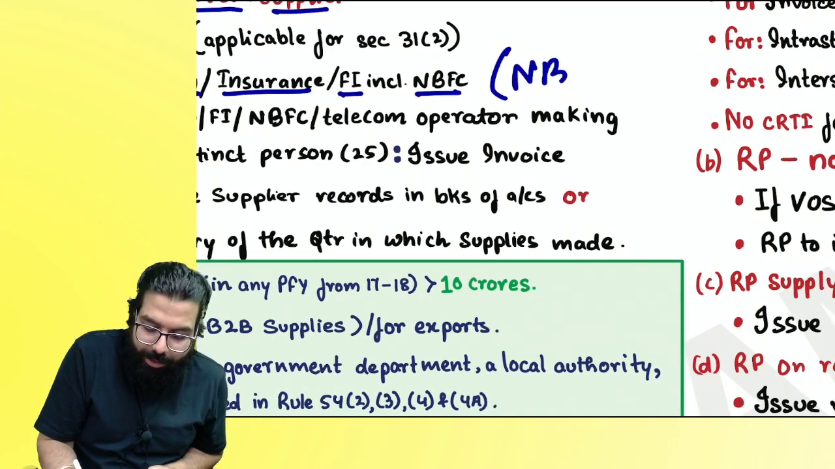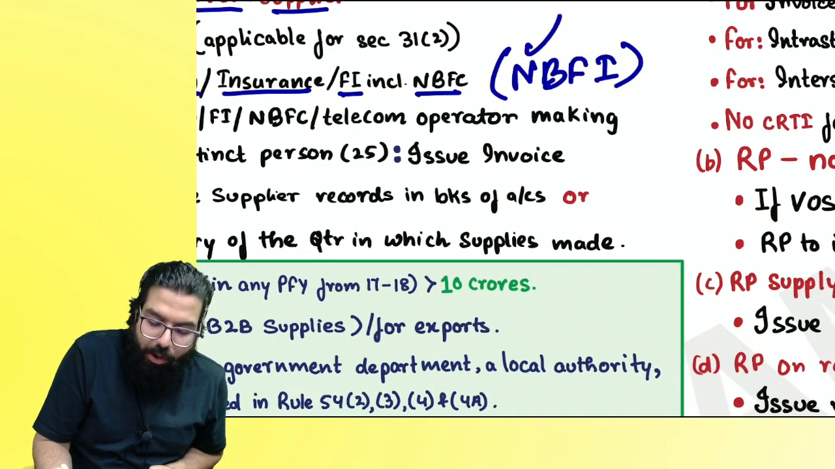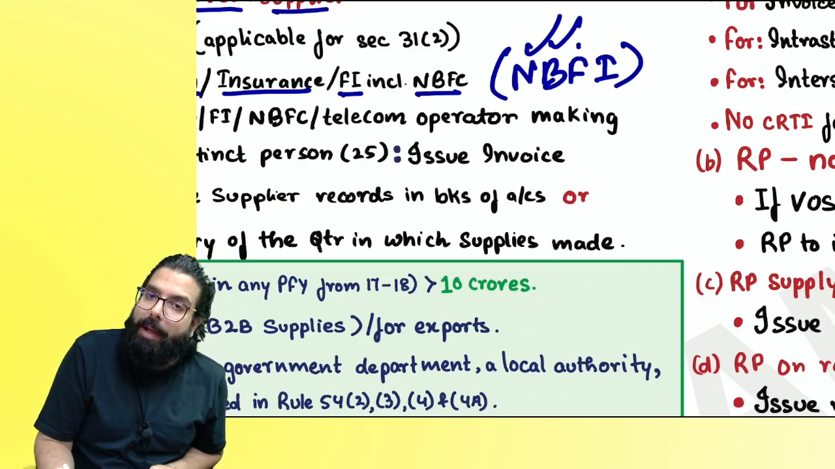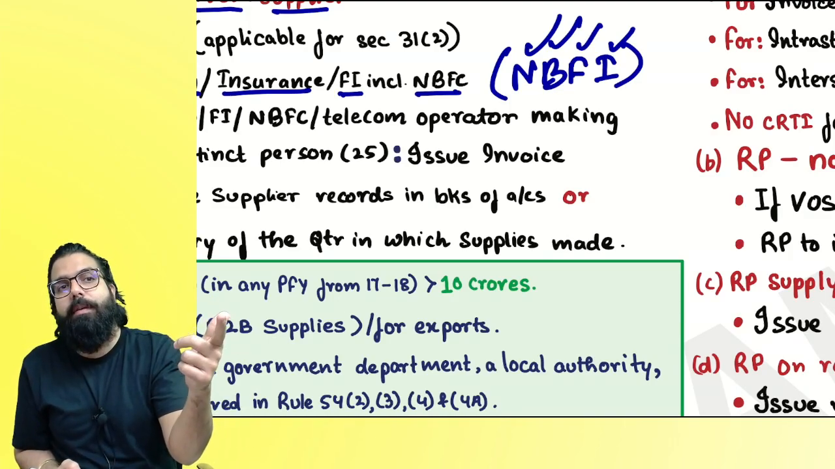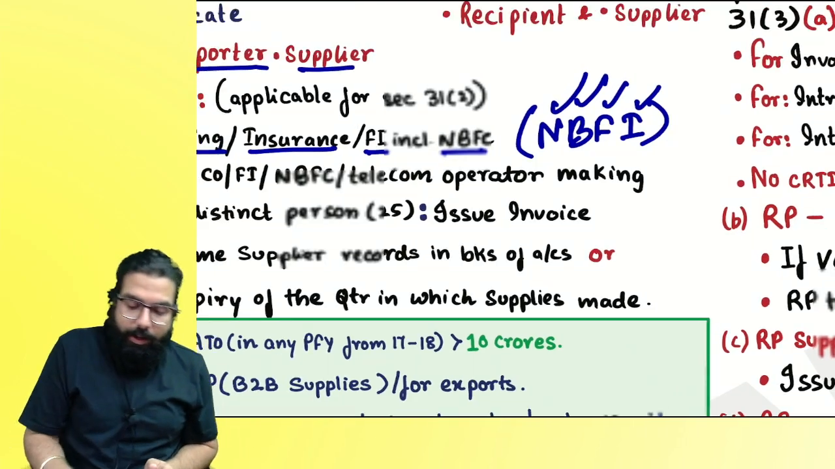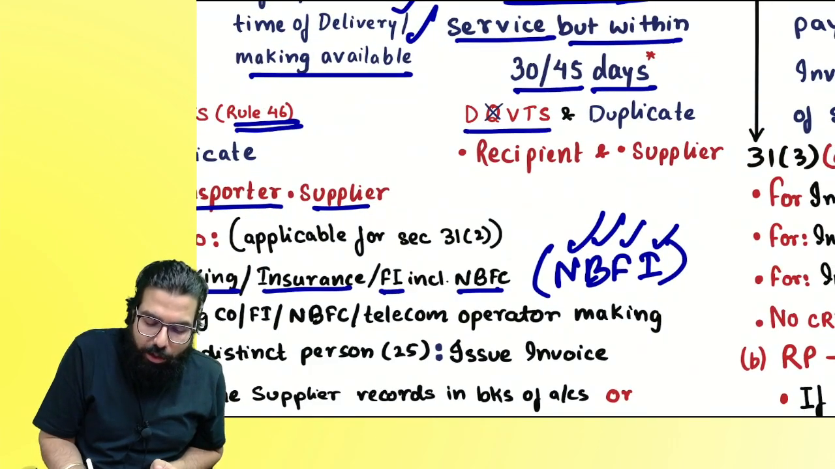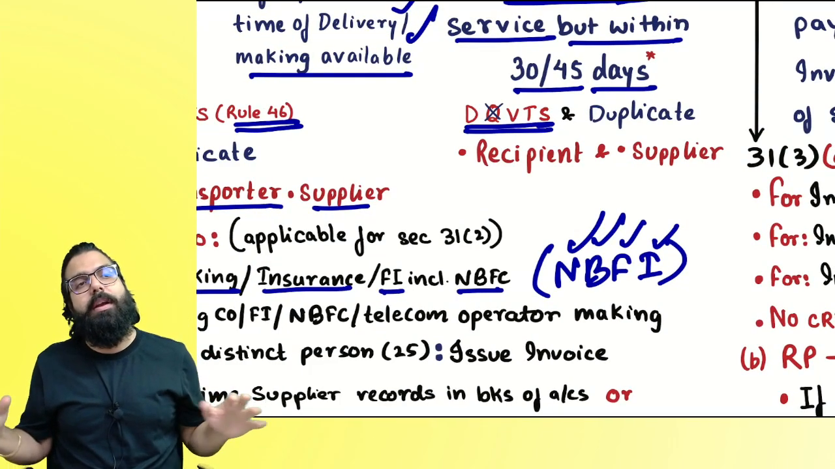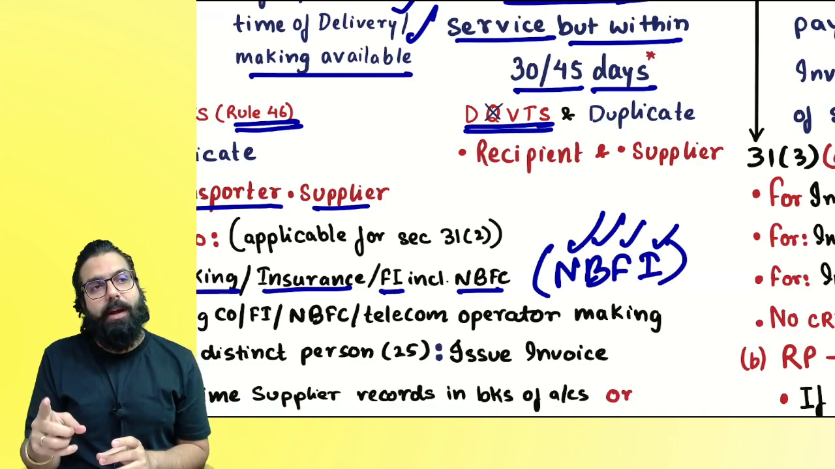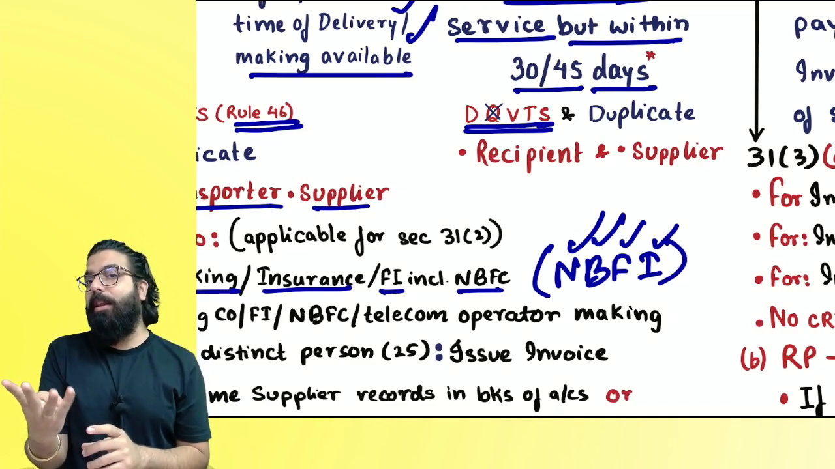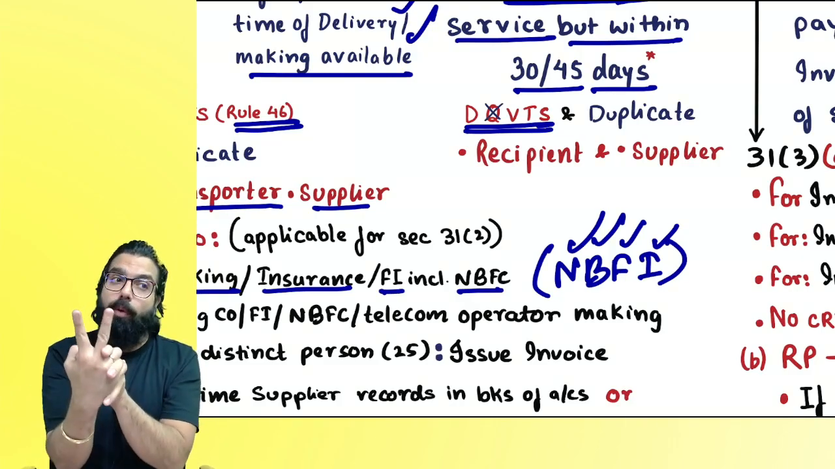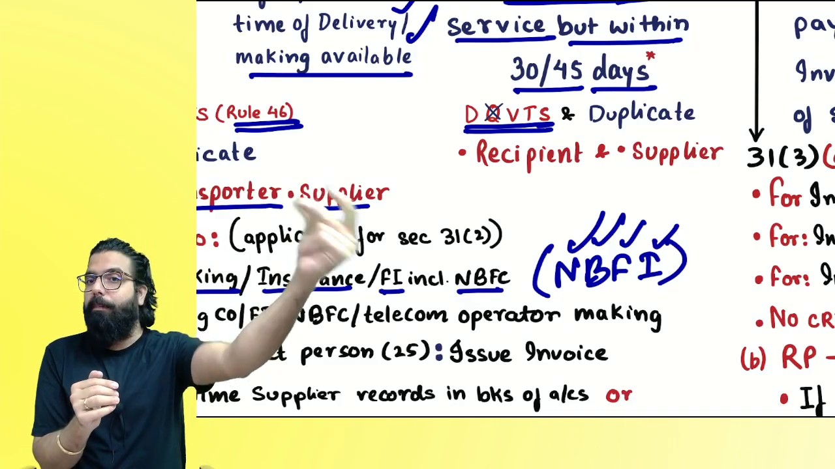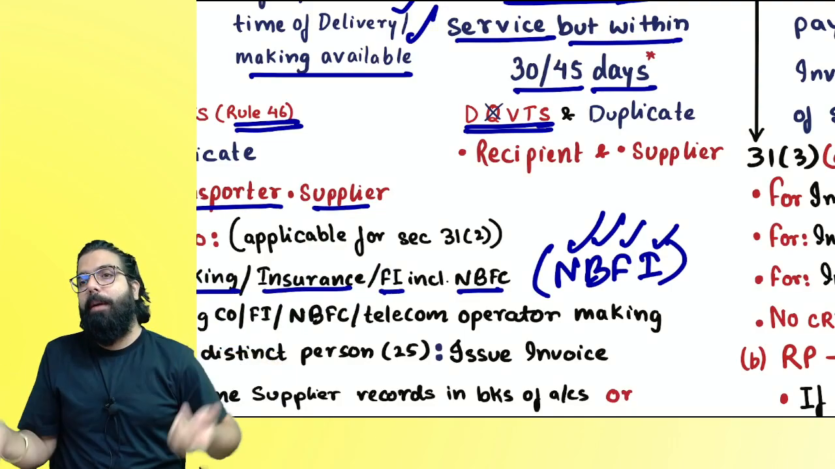So I call them NBFI. N for NBFC, B for banking company, F for financial institution, I for insurance company. What is the limit, everyone? 45 days. Now, they went ahead and told that when you are raising the invoice, always remember in case of services, you show description, value, tax, such other particulars as told in rule number 46. Invoice should always be in duplicate, original for the recipient, another for the supplier.